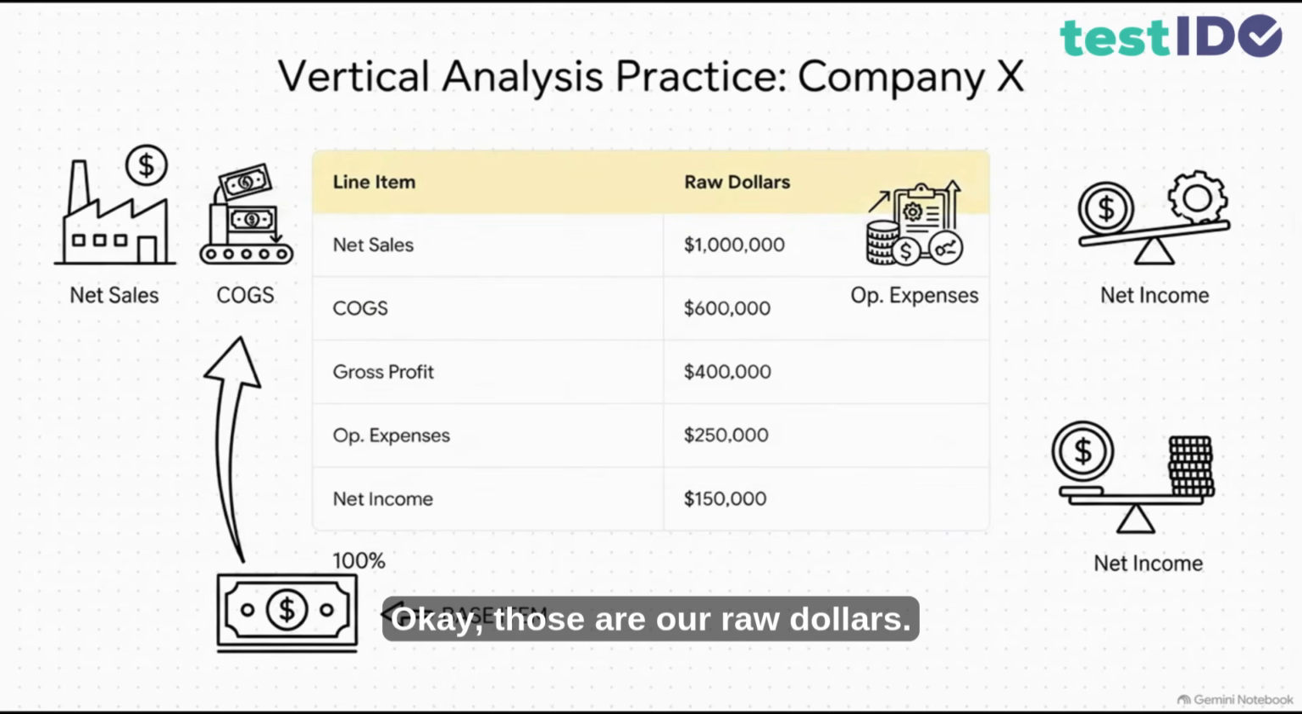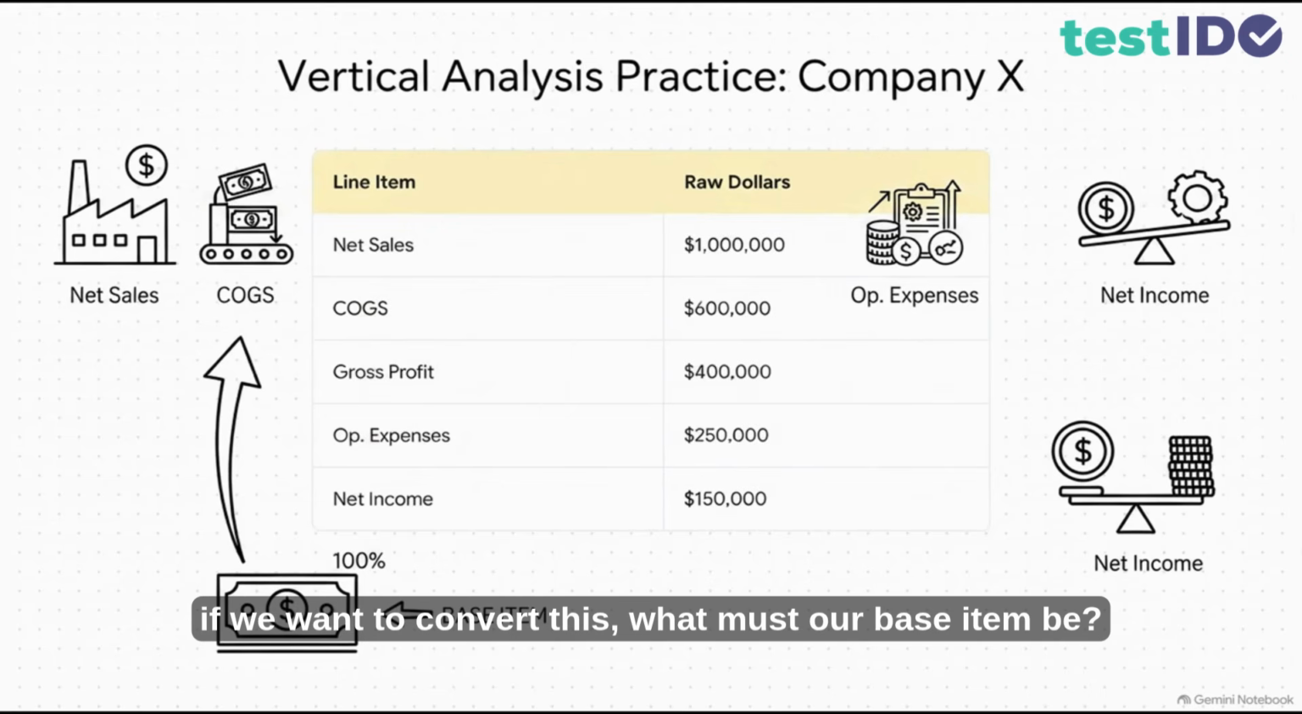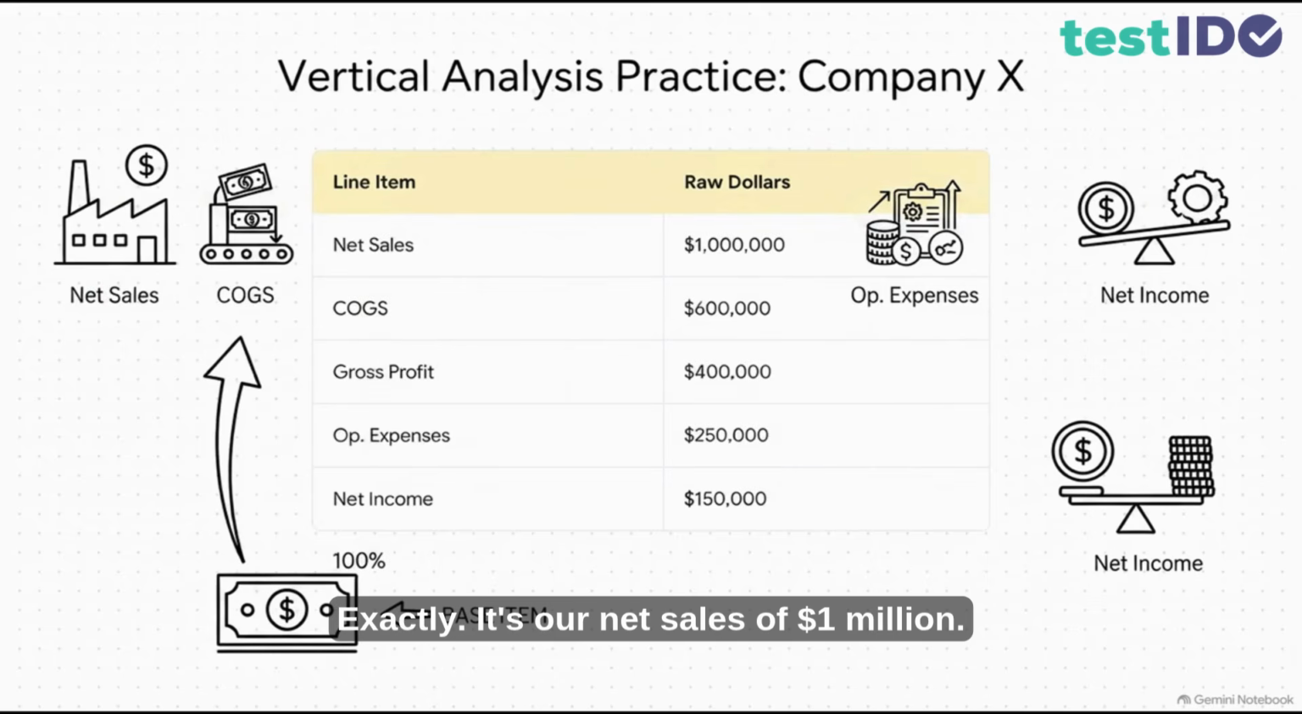Okay, those are our raw dollars. Based on those golden rules we just talked about, if we want to convert this, what must our base item be? Exactly, it's our net sales of $1 million.